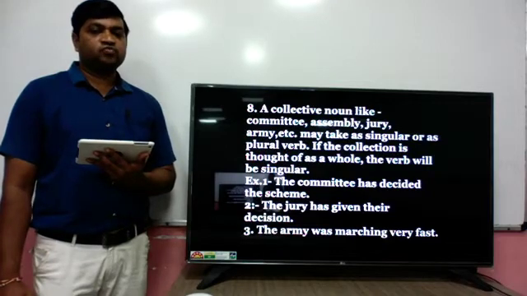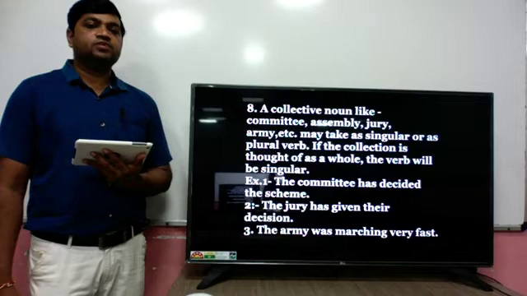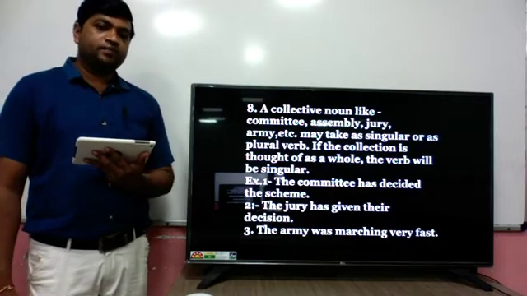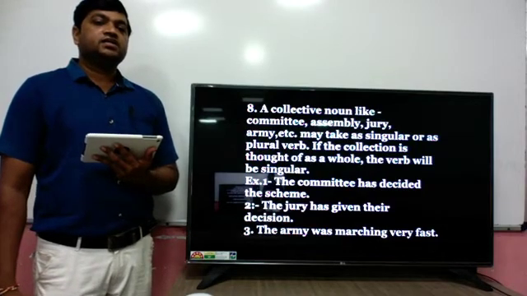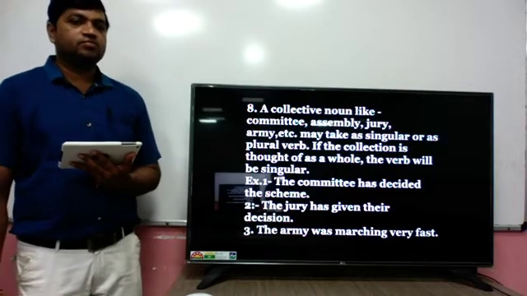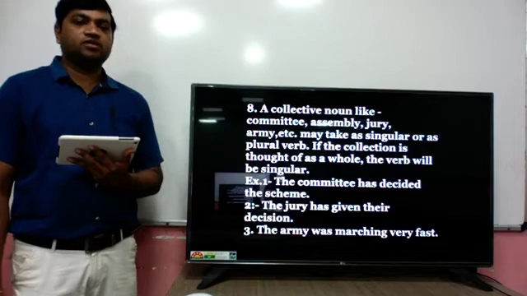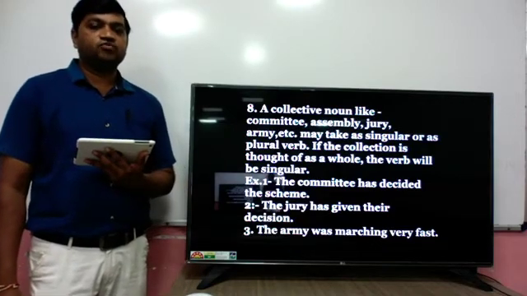For example, the committee has decided the scheme. So here committee is singular. Maybe in the committee many members are there, but here the committee is a single unit, so it denotes a singular number. It is a collection of people, but in singular form. That's why we use a singular verb here.